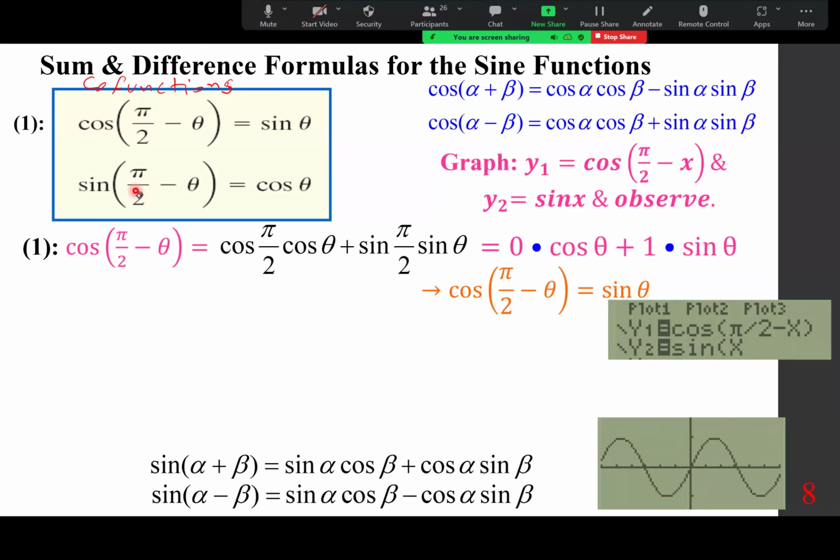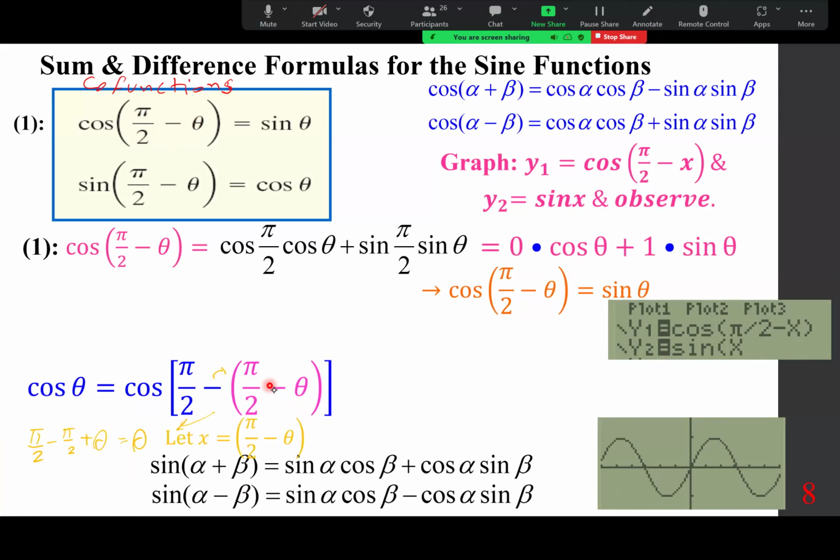To prove this one, we are going to rewrite cosine theta in the following manner. First of all, please understand what's happening here. We are saying cosine theta equals cosine theta because in here you have pi over 2. Now distribute. You have minus pi over 2 and you have plus theta equals theta. So we are saying cosine theta equals cosine theta, but we are writing the theta such that this pi over 2 is there. So we're going to write pi over 2 minus, then this parentheses. That parentheses, we call it whatever we want. Let's say x. So it's pi over 2 minus x.